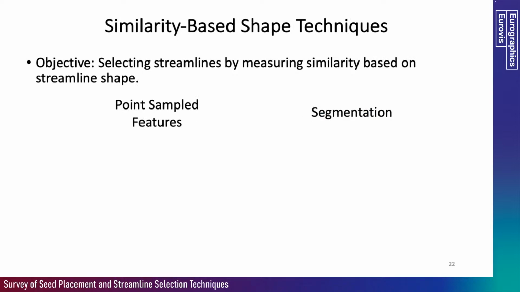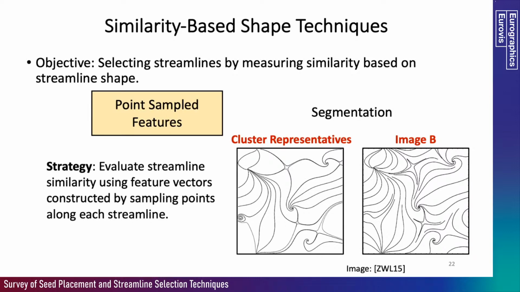The next class of similarity-based techniques consider shape. Shape techniques are further classified into point-sampled features and segmentation techniques. Point-sampled feature techniques essentially determine what feature a streamline represents by measuring attributes along the streamline. The streamlines are then clustered based on the identified attribute and the approximated location of the feature. Although faster than spatial distance techniques, these techniques also require large preprocessing times.